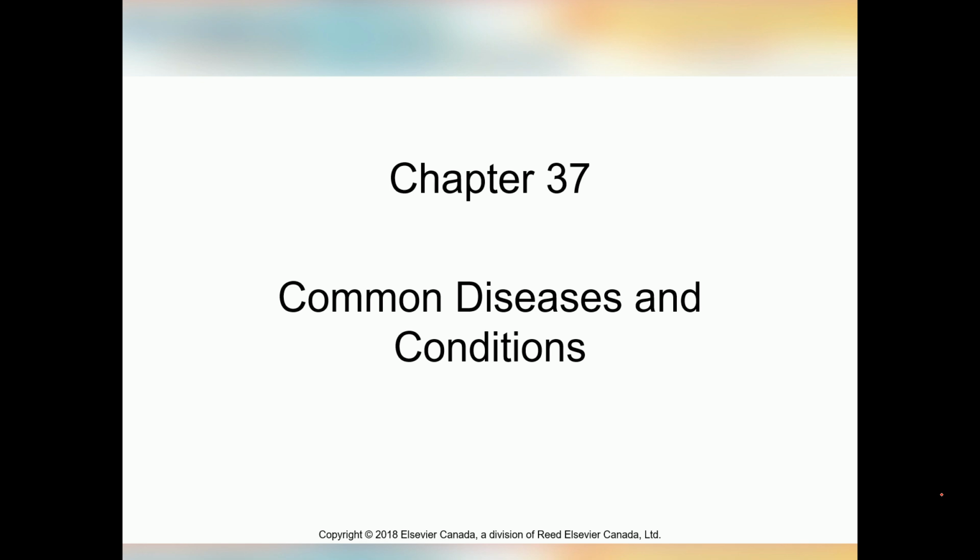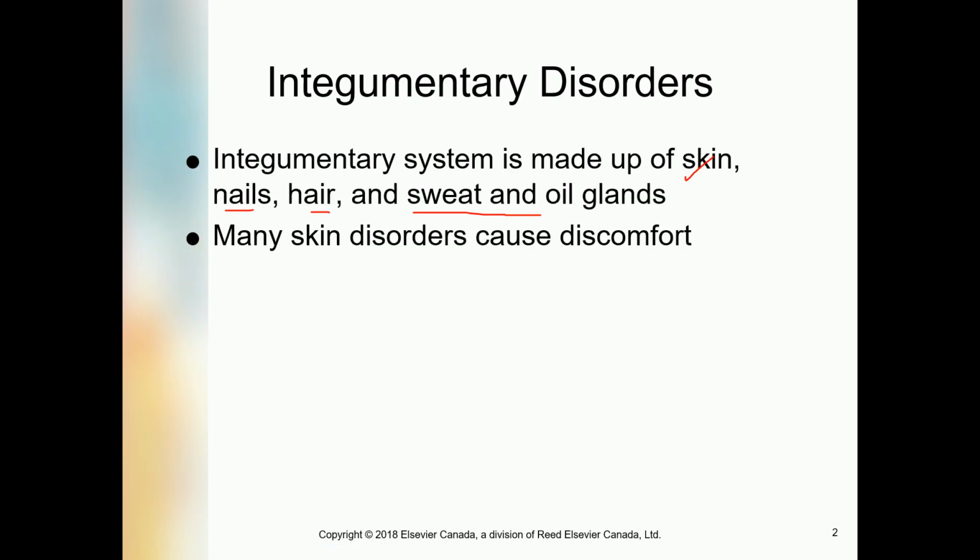In this chapter, we are discussing how diseases and different dysfunctional conditions affect the human body and all the systems of the human body, and how people are diagnosed with different diseases. What are the signs and symptoms of those diseases? And so on. Let's begin with skin disorders.